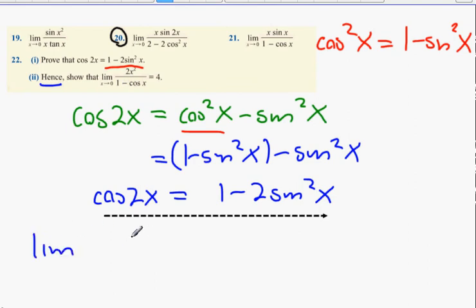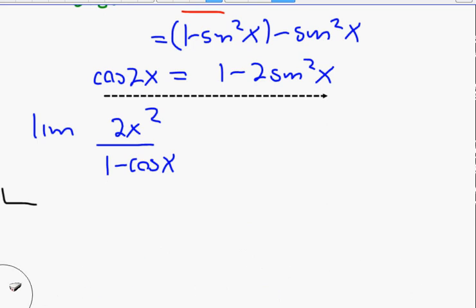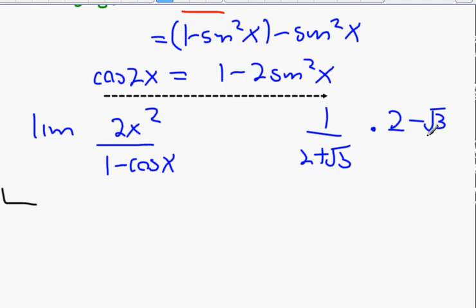Limit of 2x squared over 1 minus cos x. Now here's the problem, okay? You may have remembered earlier in the year when we did surds, and I'll give you something like 1 divided by 2 plus root 3. And what I'd get you to do is multiply top and bottom by 2 minus root 3. And what that will do is it'll get rid of the bottom.